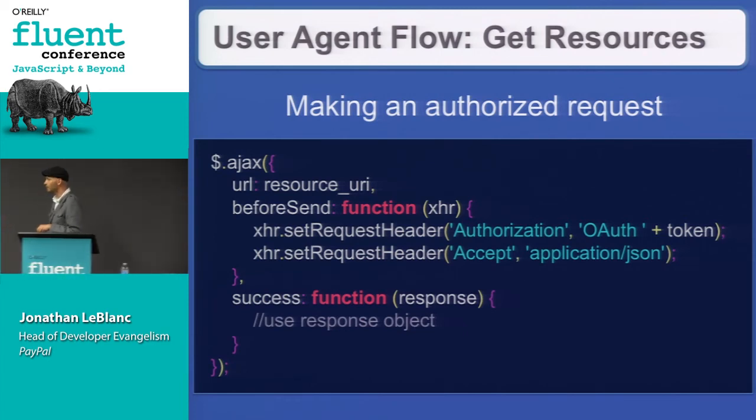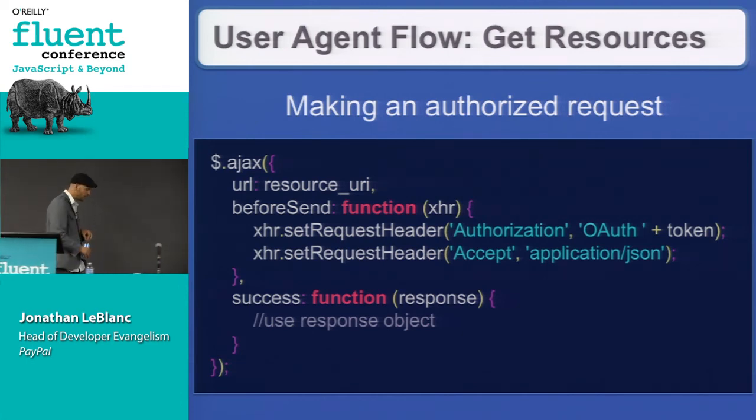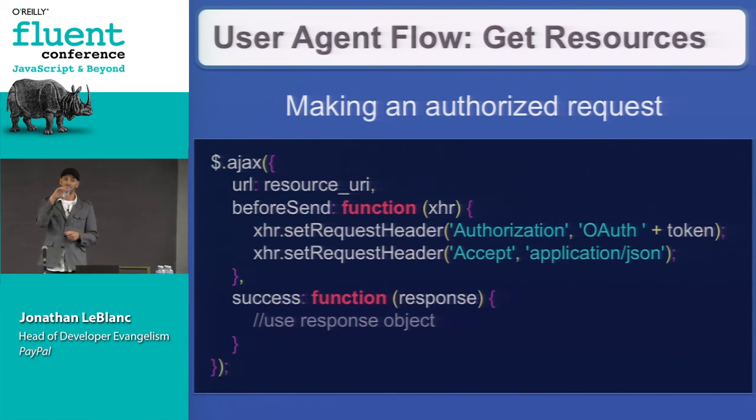So making a cross-domain request, we're making a request to the resource URI. And before sending, we set the two headers. We set our authorization header with our token type and our access token. And we set our accept header to application JSON, the data that we want back. Then on success, that's when the response structure actually comes back, and the response that's in there is the data payload that we want to consume.